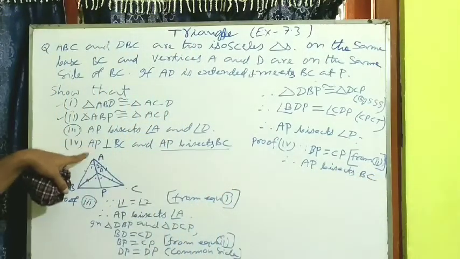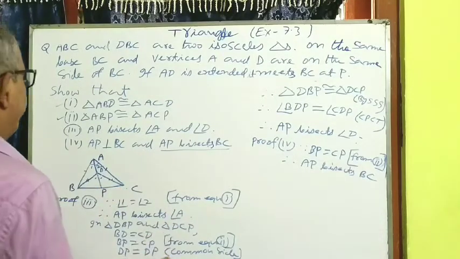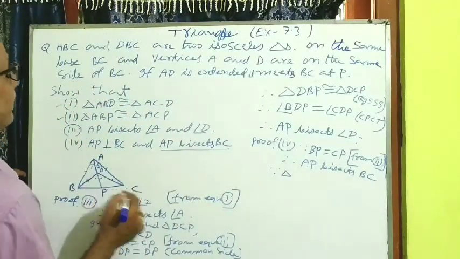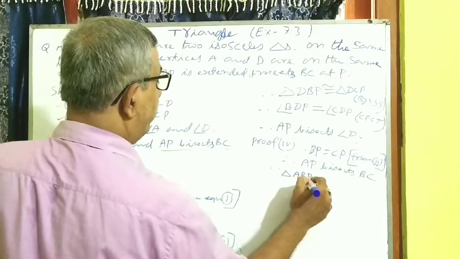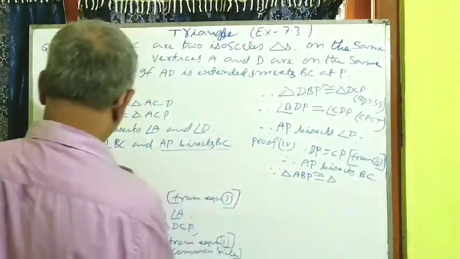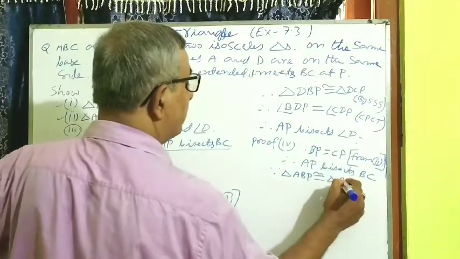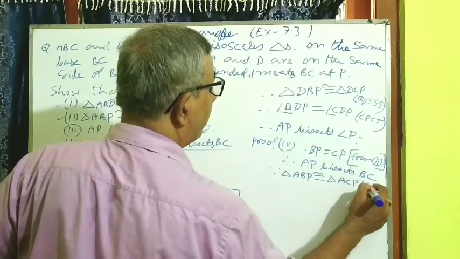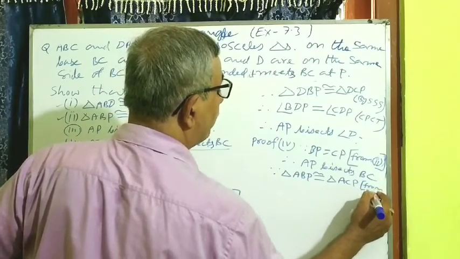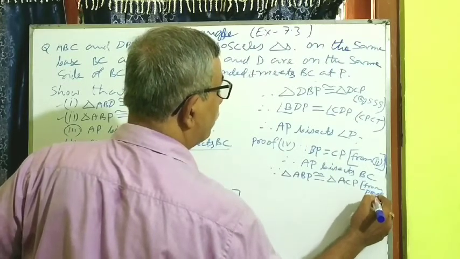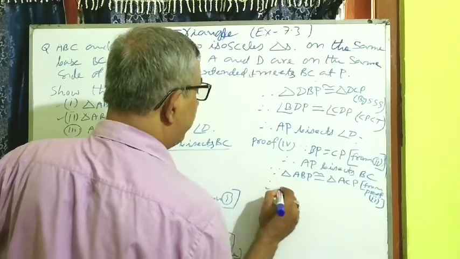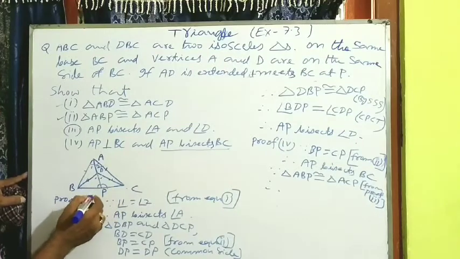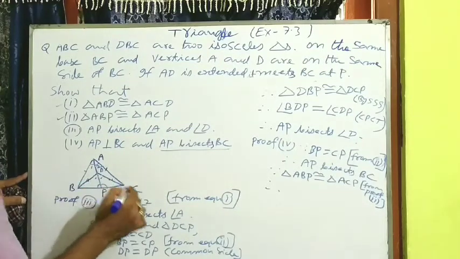Now what is left? AP is perpendicular to BC. It is also very easy. Since triangle ABP is congruent to triangle ACP, from proof 2 we got. Therefore, if these two triangles are congruent, this angle is equal to this angle. So you can write angle APB is equal to angle APC.